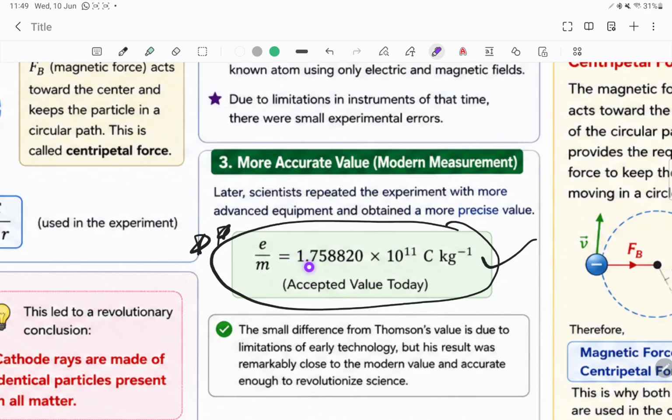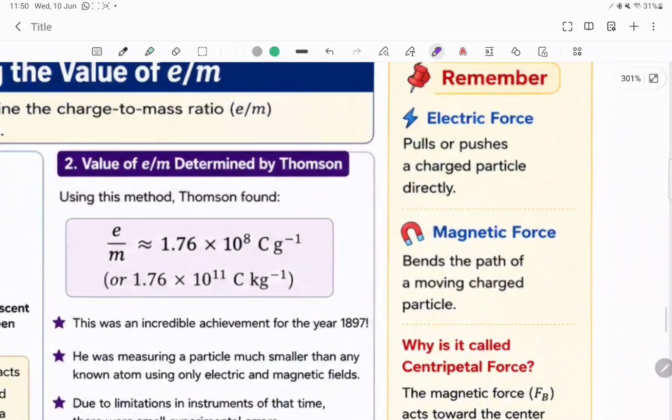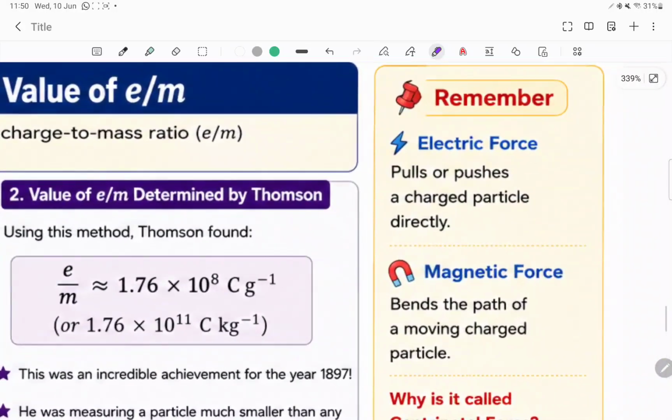What is that? How much? 1.758820 into 10 to the power of 11 coulombs per kg. This is the accepted value. The small difference from the Thomson value is due to the limitations of the early technology, but this result was remarkable and close to the modern value. So that's it. Just remember the modern value. Nothing more to discuss on that, but there are some more important things you have to remember here.